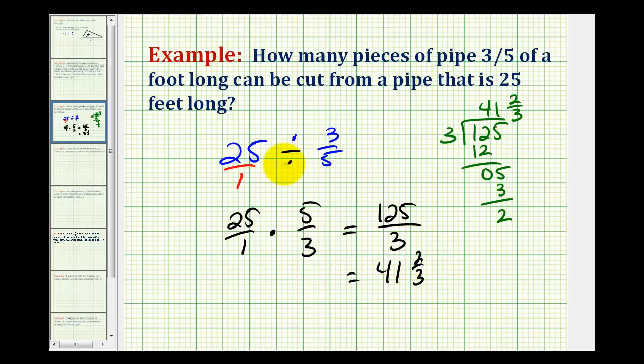But this problem asks for the number of pieces that we can get from this 25-foot pipe. So we can't count this fraction of a piece. So for this problem, our answer will be 41 pieces of pipe.